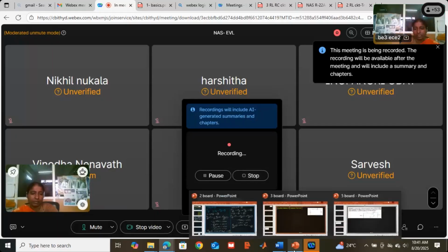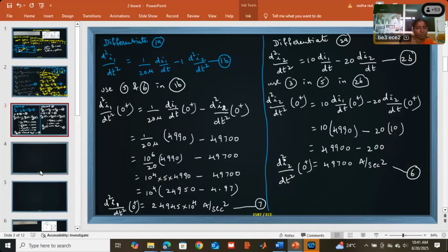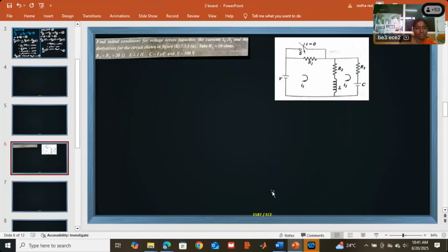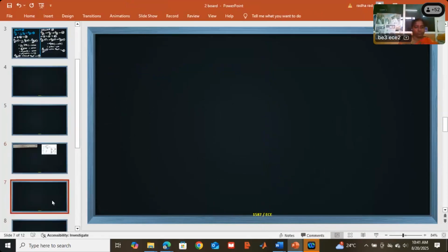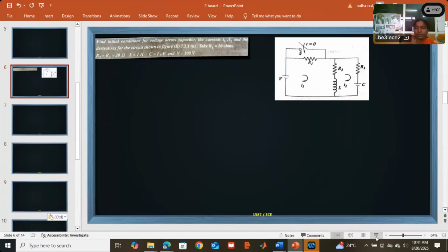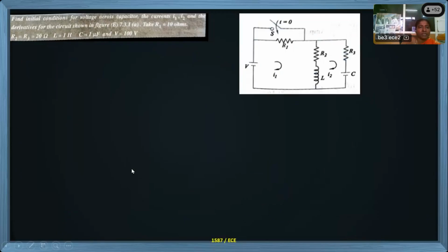Transients, DC transients. We will proceed with one more problem. This is the question, you can see. A circuit is given. You have to find I1, I2 and the derivatives. Only first order derivatives is enough.